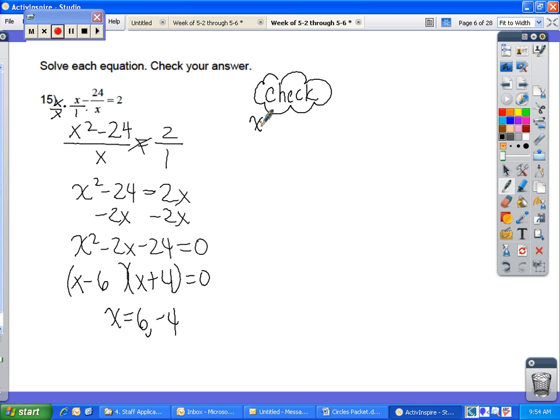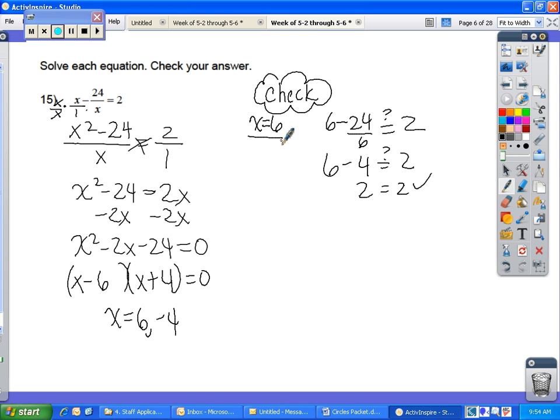So when x is positive 6, I'm going to plug it into my original. So 6 minus 24 over 6, is that equal to 2? Well, 6 minus 4, is that equal to 2? Yes, 2 equals 2, and that works.